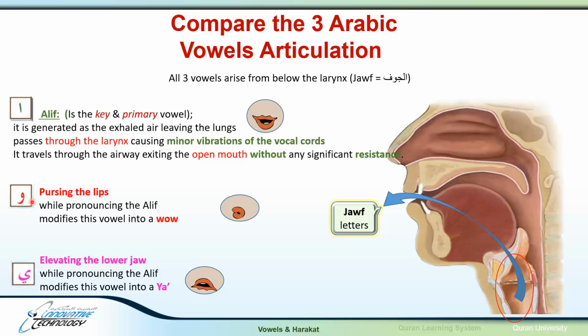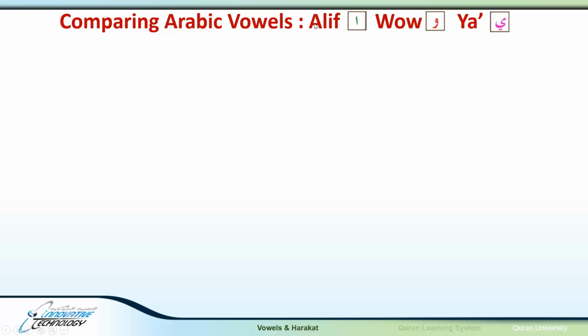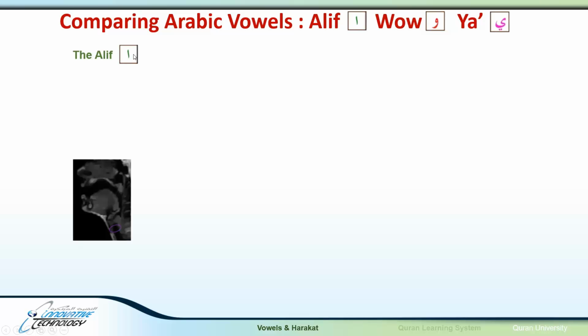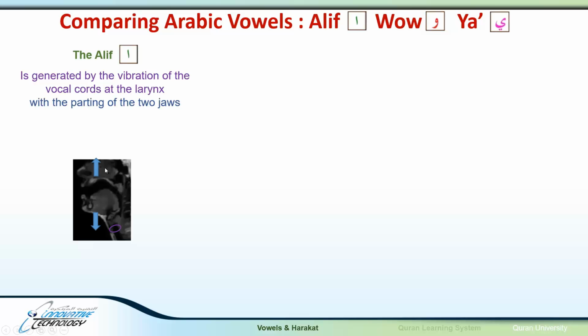A, oo, e. All of them are jawf letters arising from below the vocal cords. We're going to sum up the comparison between the a, oo, and e by looking at their MRI scans. The alif is generated at the vibration of the vocal cords at the larynx and the parting of the two jaws and opening of the lips.